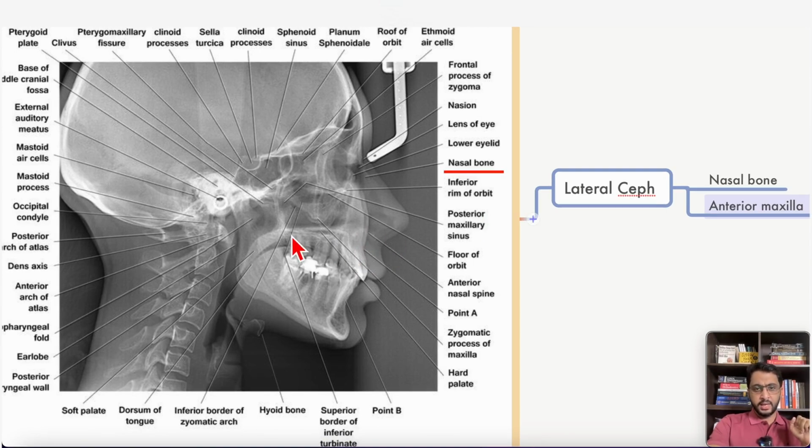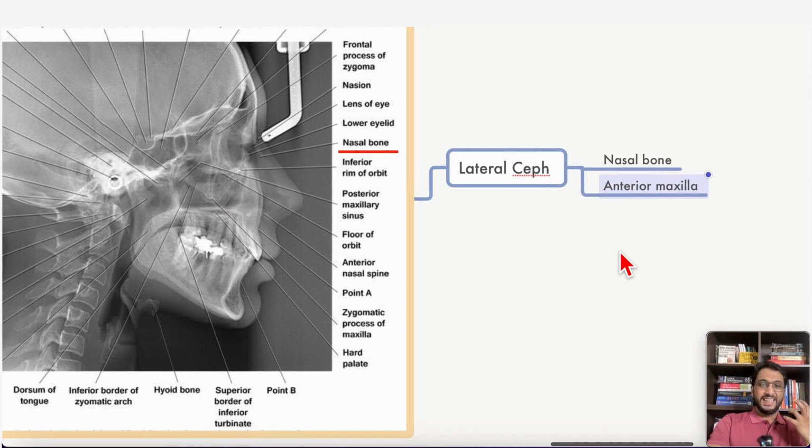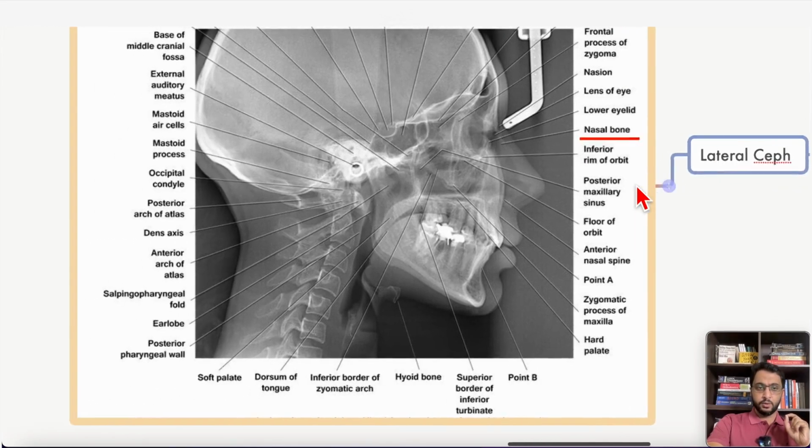When it comes to your posterior maxilla, you can see it here, but better visualization is on other radiographs. For the anterior maxilla, the image of choice is lateral ceph. It doesn't mean that other radiographs cannot be used. The image of choice is lateral ceph, majorly for the nasal bone and the anterior maxilla.